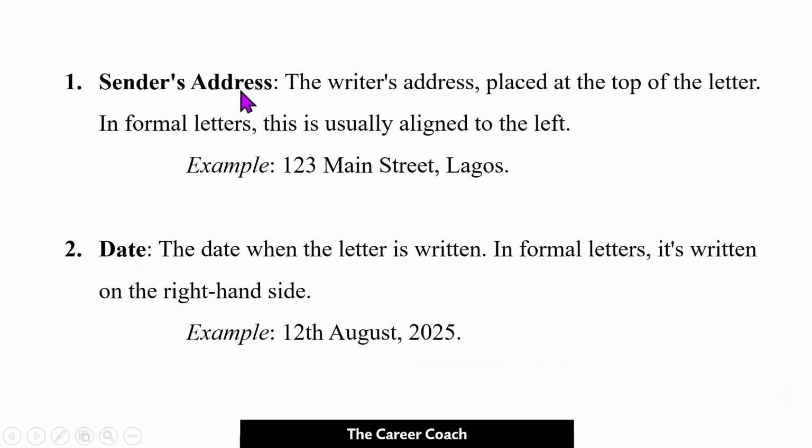We want to look at the sender's address. The sender's address is also called the writer's address. It is placed at the top of the letter. In formal letters, it is usually aligned to the top left. For example, this could be the first address, 123 Main Street, Lagos. The next thing that comes after the address is the date. The date when the letter is written, in formal letters, is written on the right hand side, just immediately after your personal address. For example, 12th August 2025.